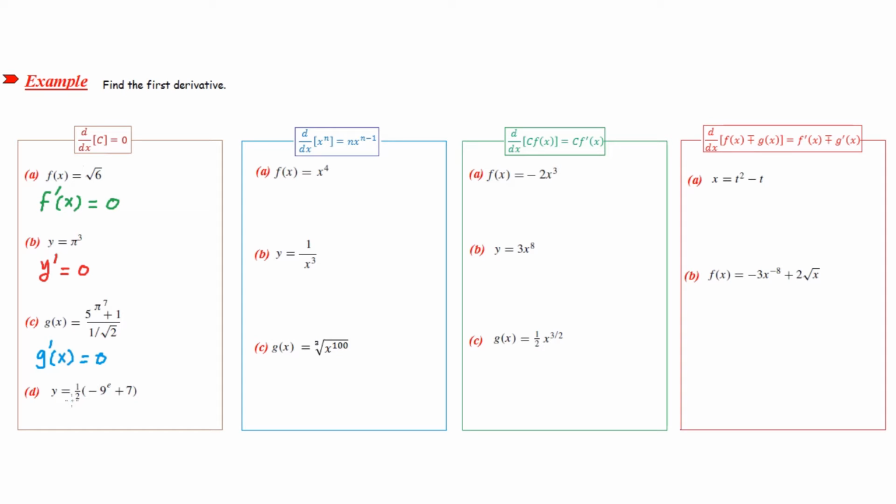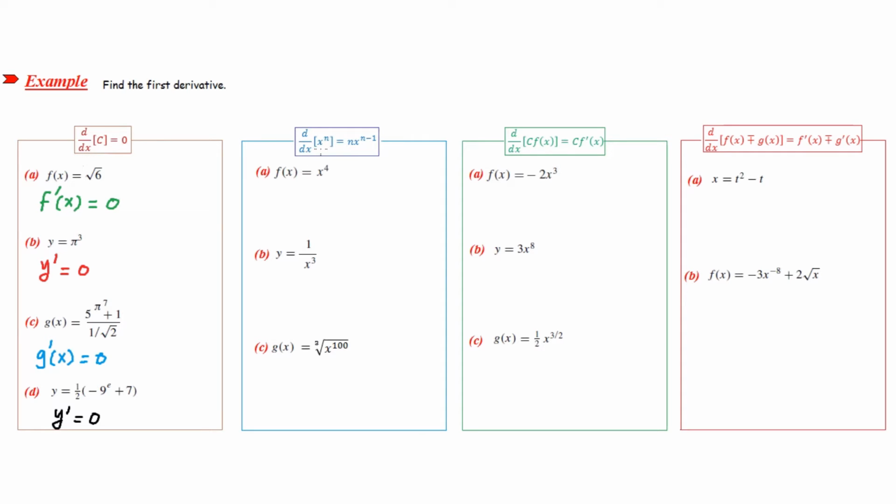And in part D we have a constant function: 1 over 2 multiplied by negative 9 to the power e, plus 7. And e, the Euler number, is a constant. So this is a constant function, and the derivative of this function equals 0 also. So y prime equals 0. So this is the first technique of differentiation: the derivative of any constant equals 0.